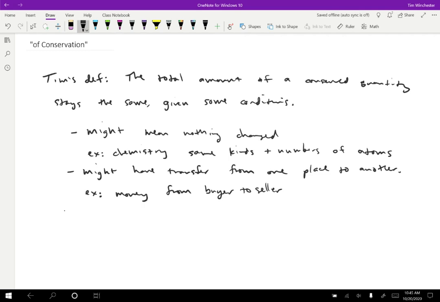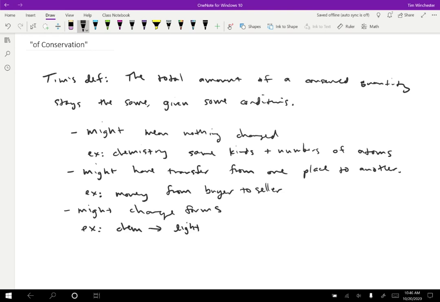Another thing that might happen is we might have something that changes forms. Okay, so an example you're probably fairly familiar with is in energy. So we talk about energy being conserved. If you have some sort of, say, flashlight or your phone, chemical energy gets changed into, let's say, light. So that is a change of forms for energy. The amount of energy stays the same, but the type has changed.